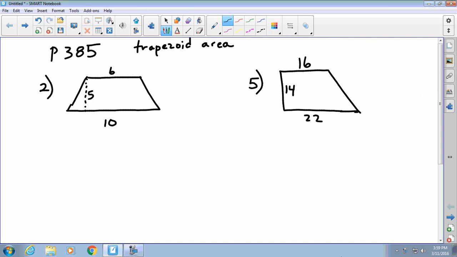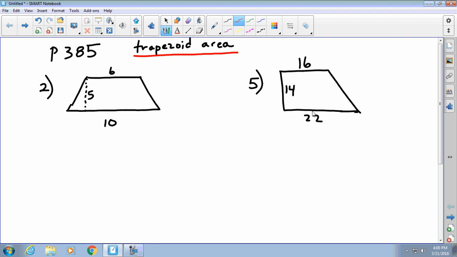Okay, we are on page 385, and we are working right now on finding the area of a trapezoid. Now, just to review, a trapezoid is a quadrilateral with exactly one pair of parallel sides. This top line and this bottom line are the two parallel sides. These are not parallel. These will eventually come together at a point. So these are the parallel sides, the top and the bottom.